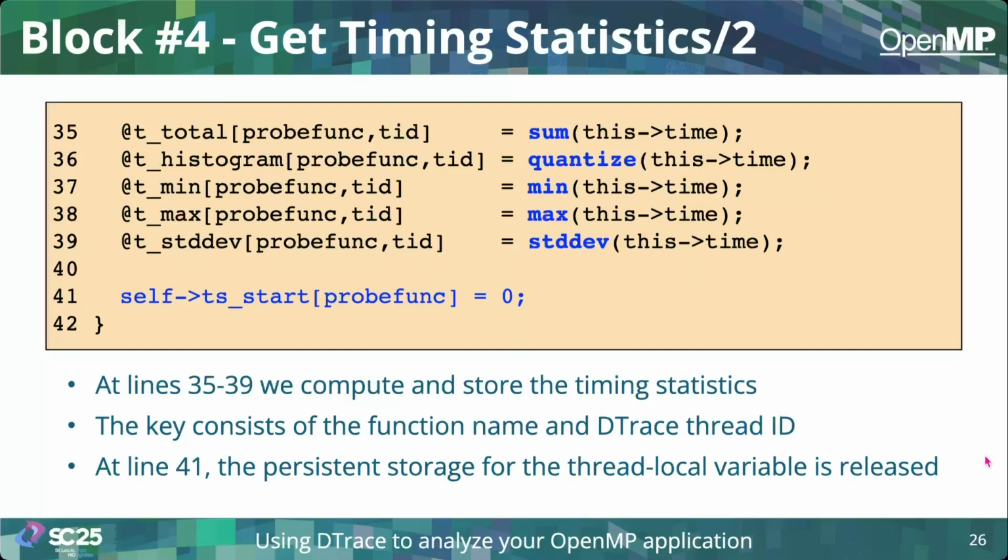Line 41 is a technicality. Thread local storage is preserved, but I don't need that anymore, so I release that timing value, that starting value, because I'm done. The next time I go through the entry of the probe, it will be reinitialized. So in this way, I'm a little bit more memory conscious.